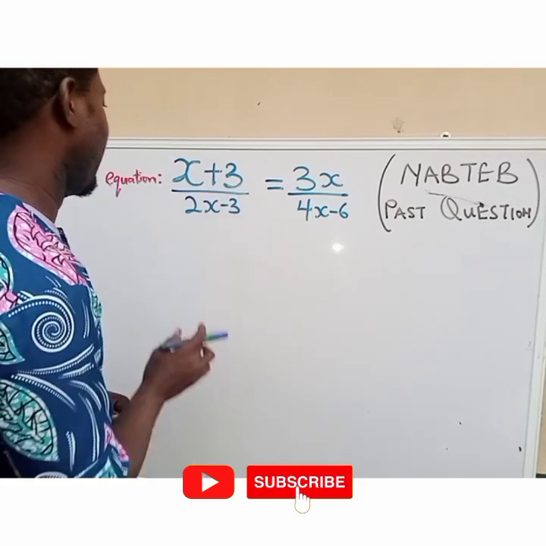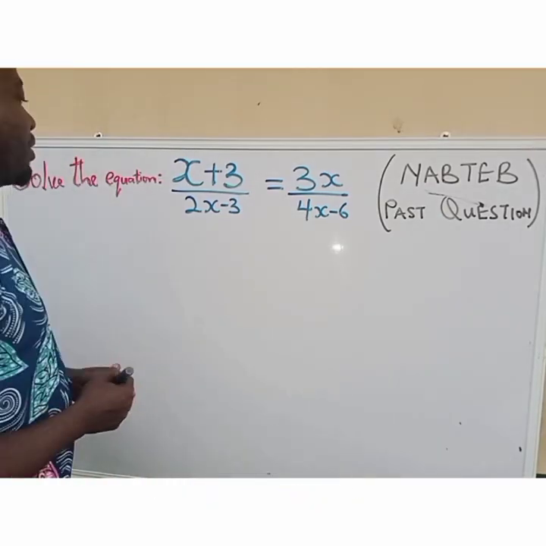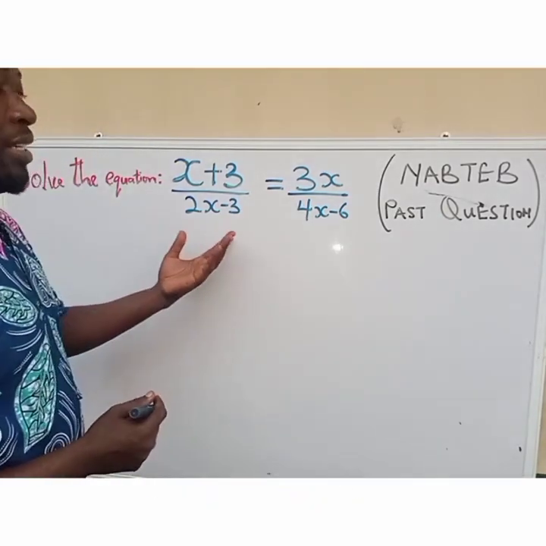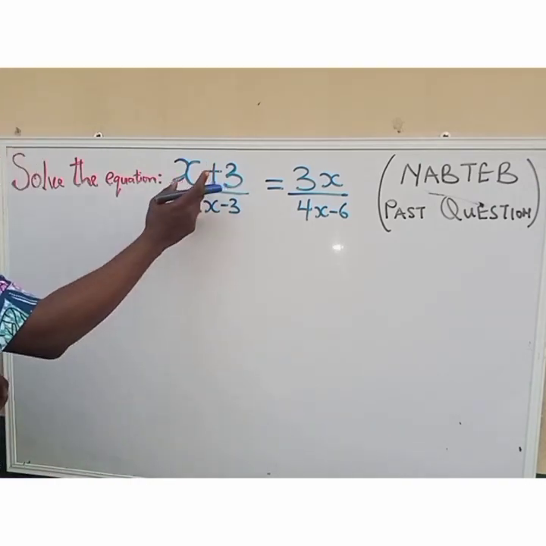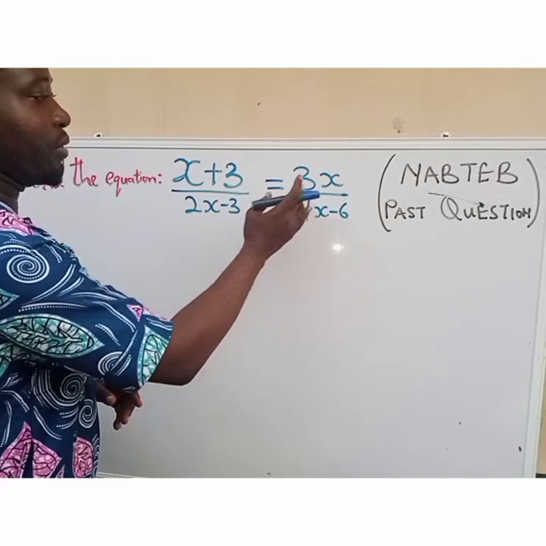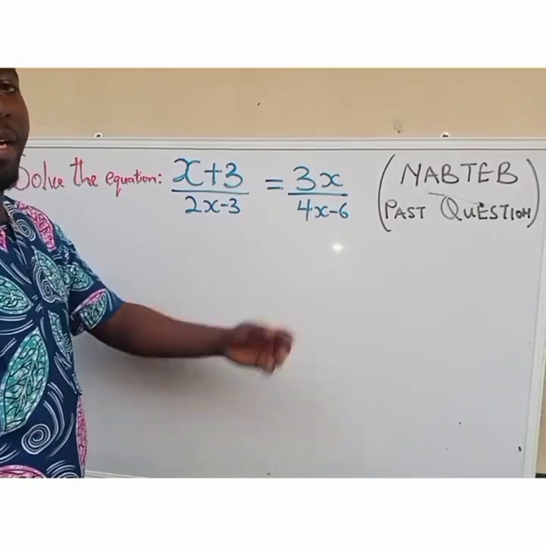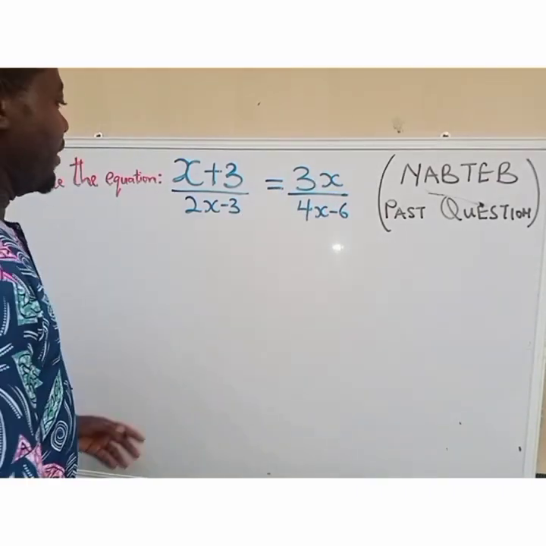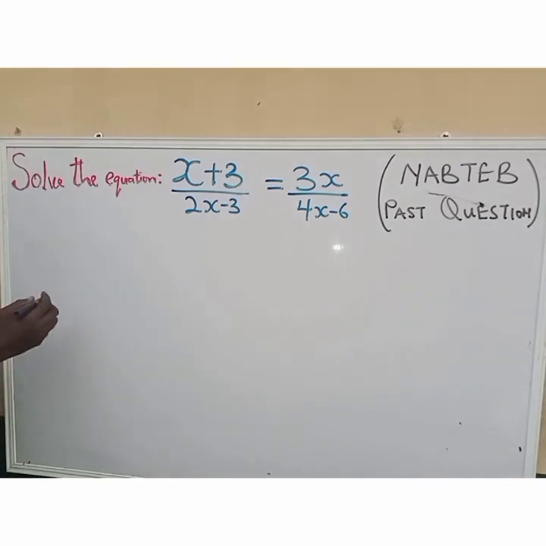In today's class we shall be looking at this equation. So we want to solve this equation. The equation says x plus 3 all over 2x minus 3 is equal to 3x all over 4x minus 6. Now let's proceed with the solution.